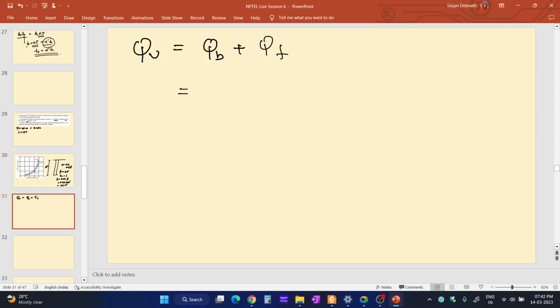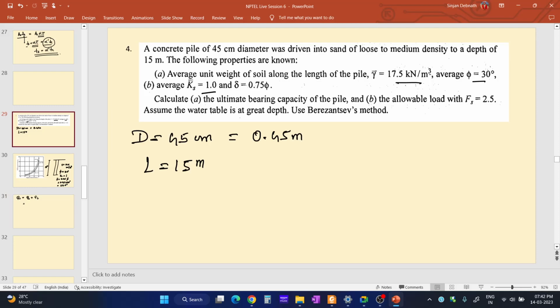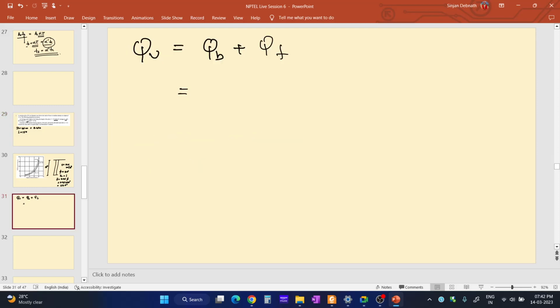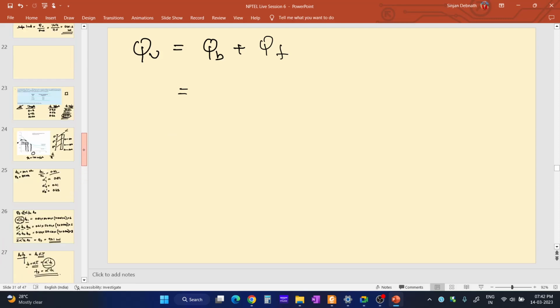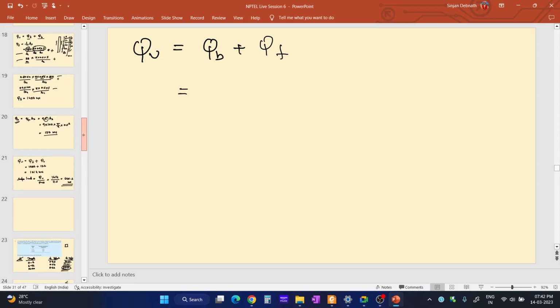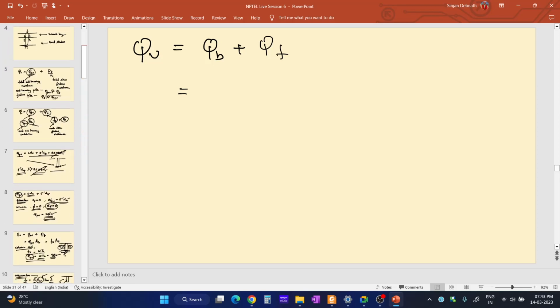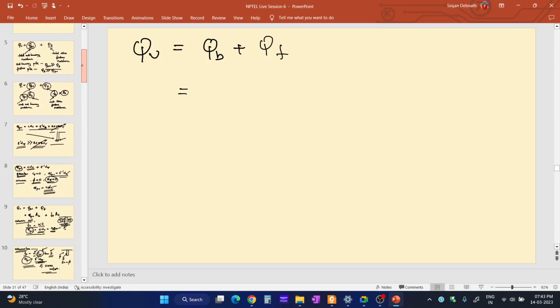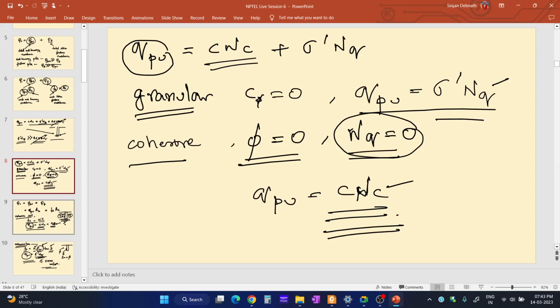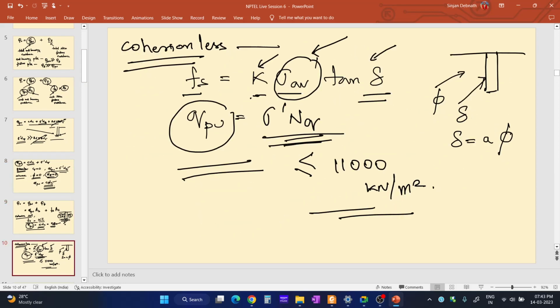Okay, so QB, how much is QB? QB at the base of the pile, how much is it? Let me just go to the formula. Yes, for cohesionless soil, it is sigma dash into NQ, right? Sigma dash into NQ, that is QPU.